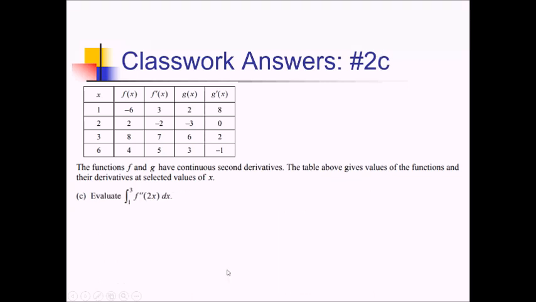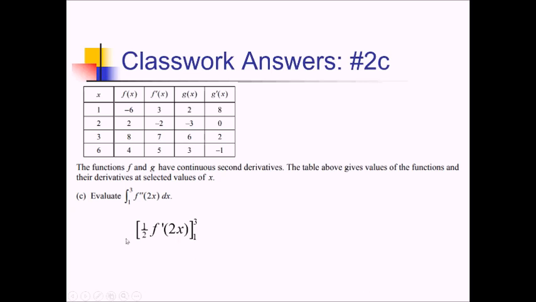For this problem part, we want the integral from 1 to 3 of f double prime of 2x dx. So we're going to use our fundamental theorem and basically take the antiderivative of this thing and then plug in 1 and 3 and subtract. So the antiderivative of f double prime in general would just be f prime, but since you have this inner linear function, you have to divide by the 2 here. So this ends up being 1/2 f prime of 2x, evaluated from 1 to 3.